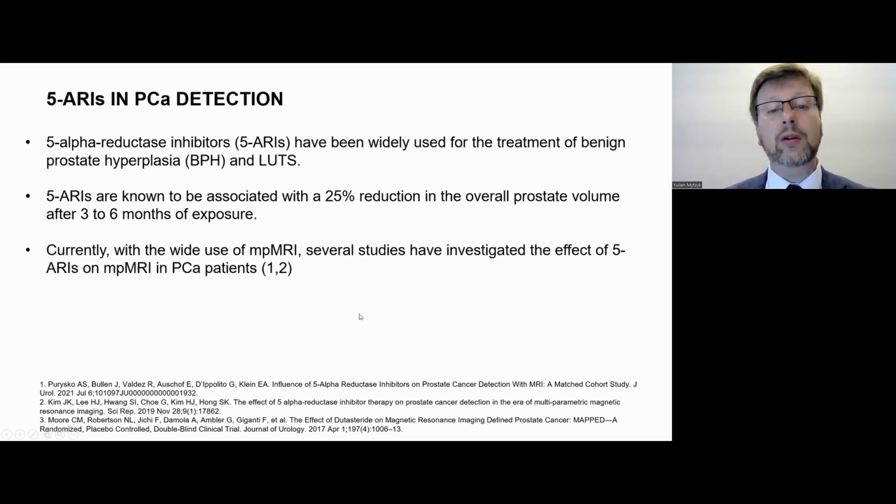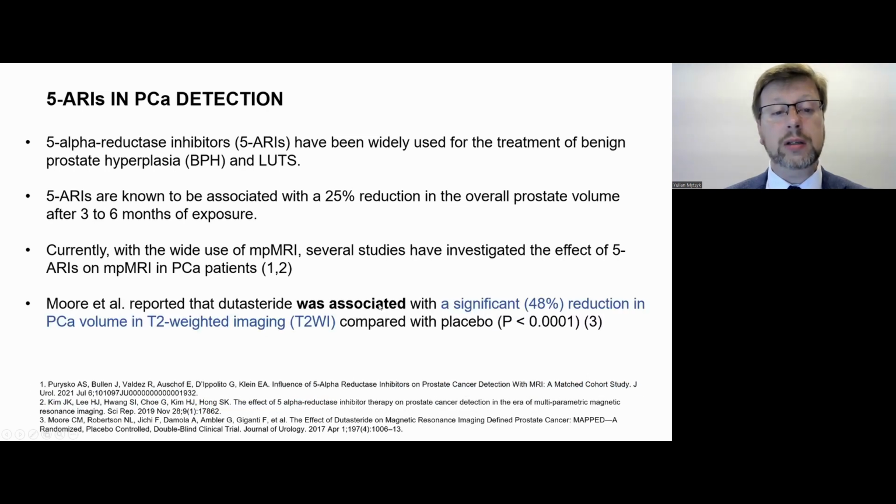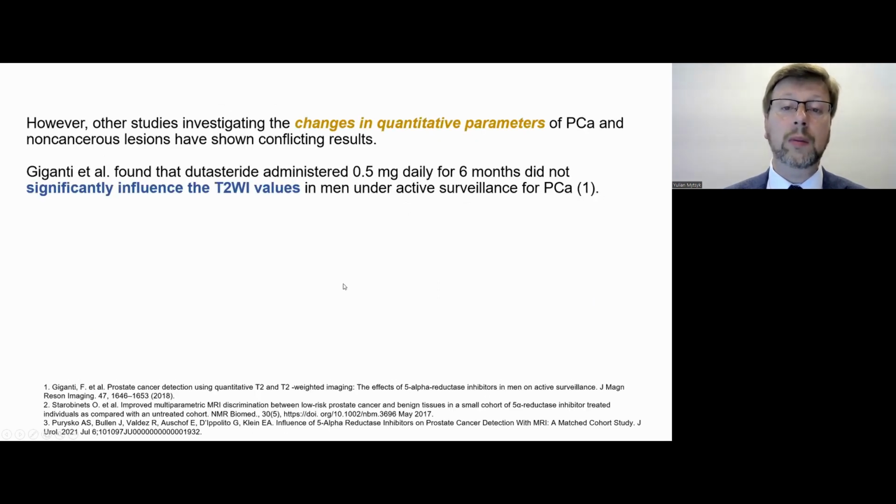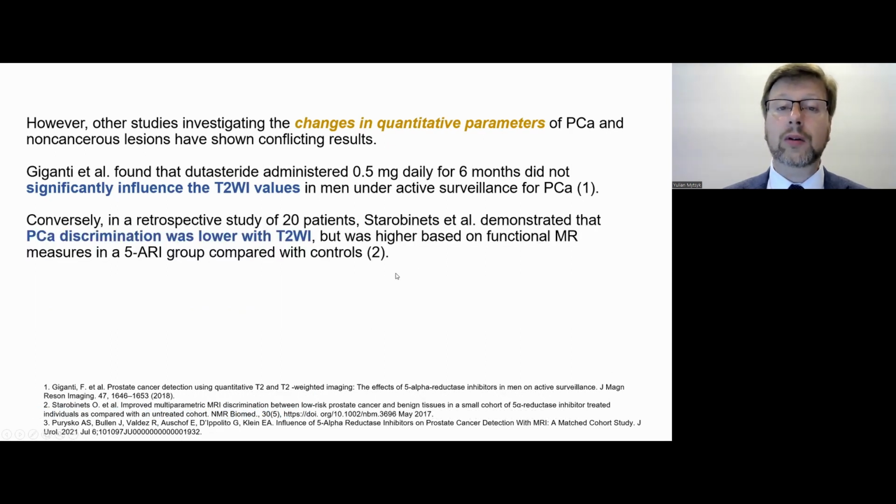And currently, the wide use of multiparametric MRI has produced several studies that have investigated the effect of 5-alpha reductase inhibitors on MRI data in prostate cancer patients. For example, some authors reported that dutasteride was associated with a significant reduction in prostate cancer volume on T2-weighted imaging. However, other studies showed conflicting results in the change of quantitative parameters of prostate cancer.